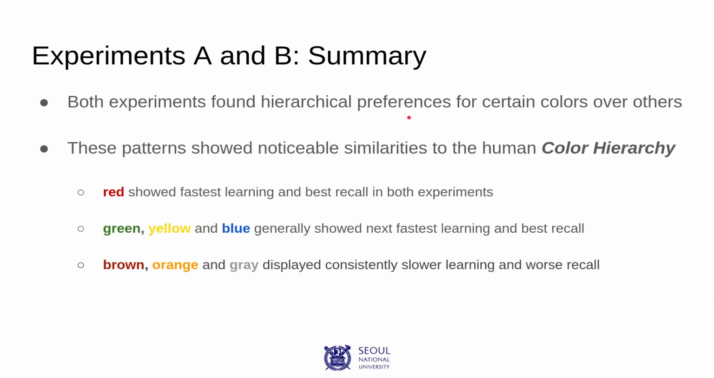When you look at both experiments together, both experiments showed hierarchical preferences for certain colours over others. Furthermore, these hierarchical preferences followed a pattern similar to the human colour hierarchy, where red showed the fastest learning and best recall in both experiments, followed by green, yellow, and blue next, and then worst recall and slowest learning time was for brown, orange, and grey, which is at the bottom of the human colour hierarchy.